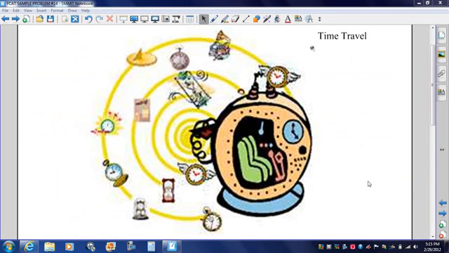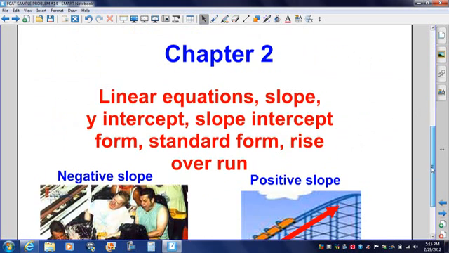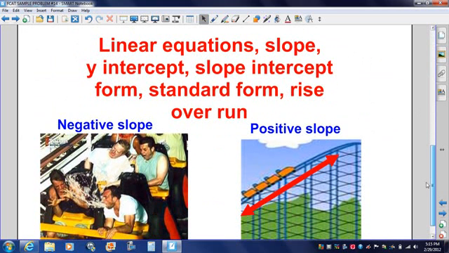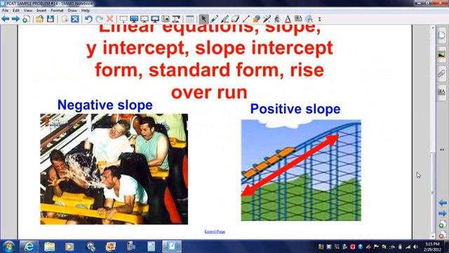Alrighty, we're going to hop back into our time machine. Nice, and we have traveled back in time to chapter 2. Look at all those juicy vocabulary words. Nice. The bears! And for my visual people, you got your positive slope, and there you go. Negative slope. Nice.